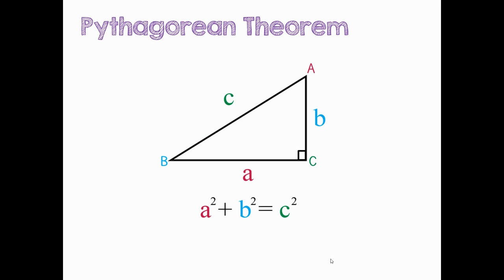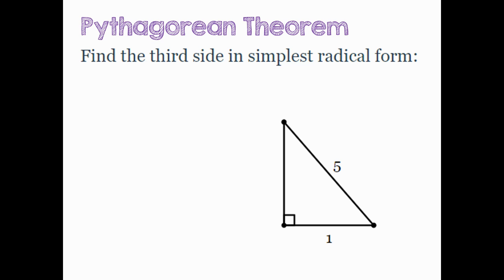Our Pythagorean theorem refers to right triangles, and it allows us to calculate either the hypotenuse or one of the legs of the right triangle with a squared plus b squared equaling c squared. We can use this to find the hypotenuse, or we can use it to identify one of the legs, and I will show you with an example.